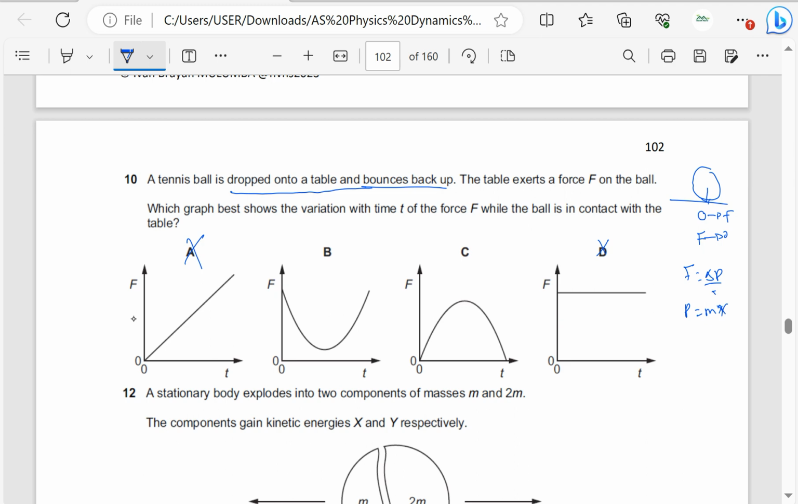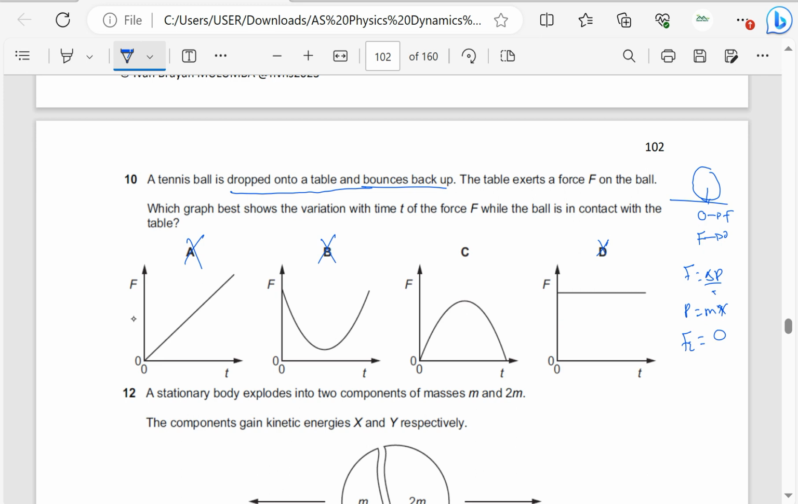So at the instant when the ball just makes contact, the speed has not yet changed. So momentum has not yet changed, so the force is initially going to be 0. That's why D is wrong and B is also wrong, because B and D are showing that the force is initially not 0. So the initial amount of force should be 0, because before the momentum changes, the resultant force is 0, because force is the rate of change of momentum.